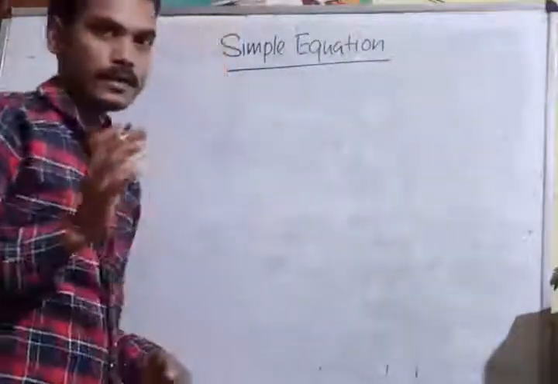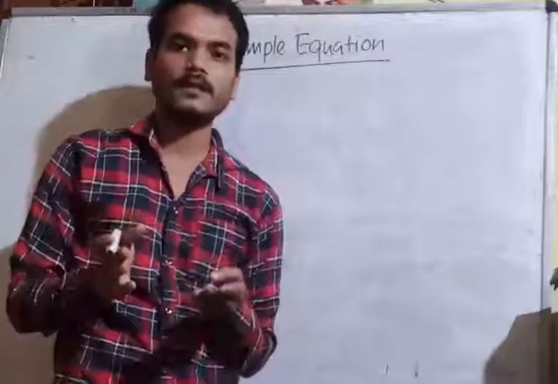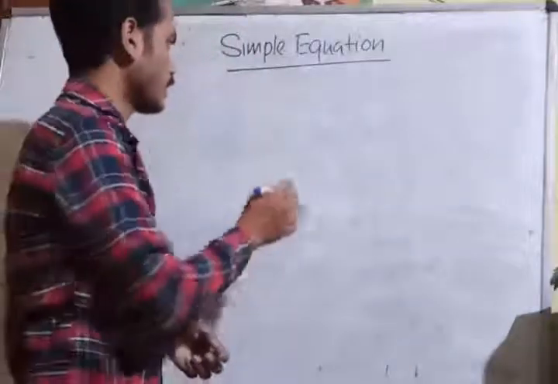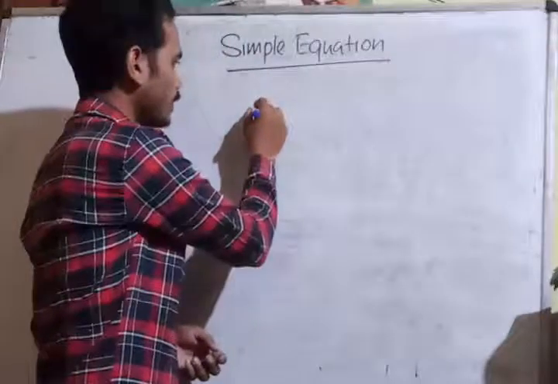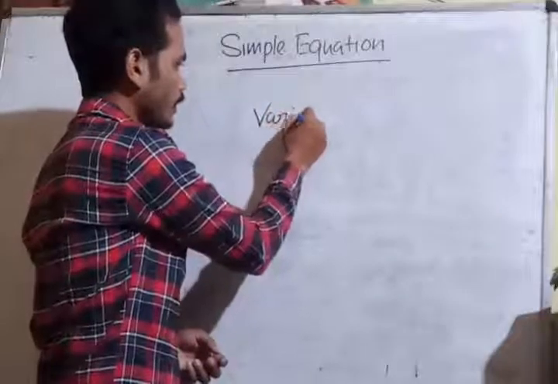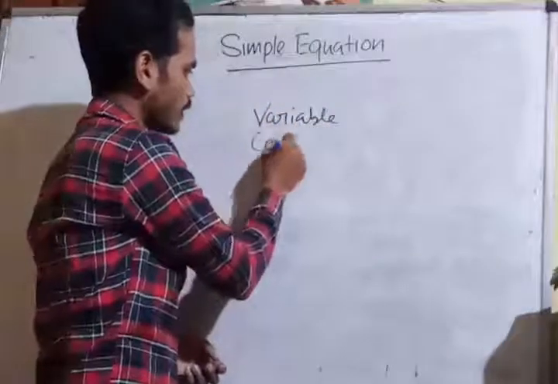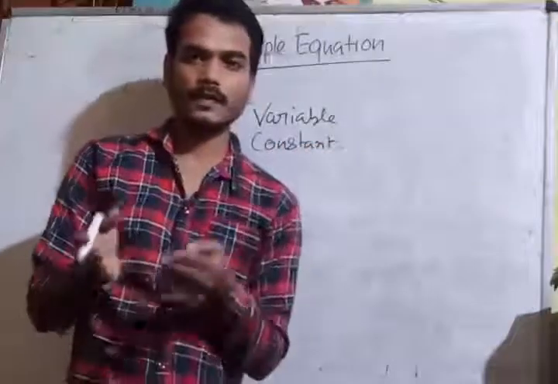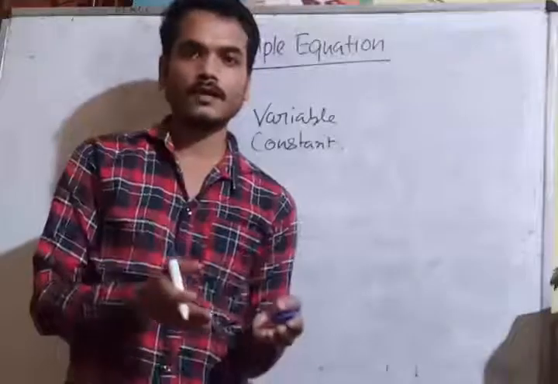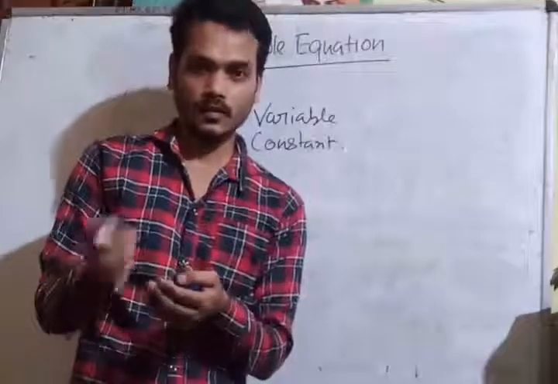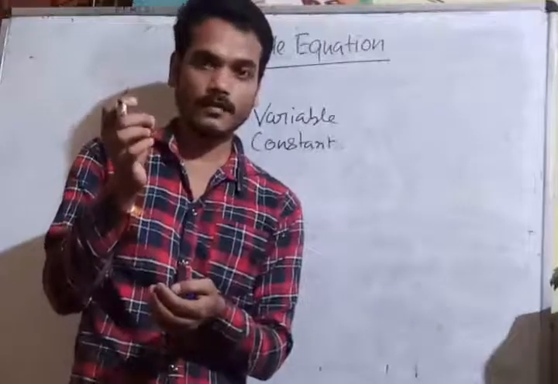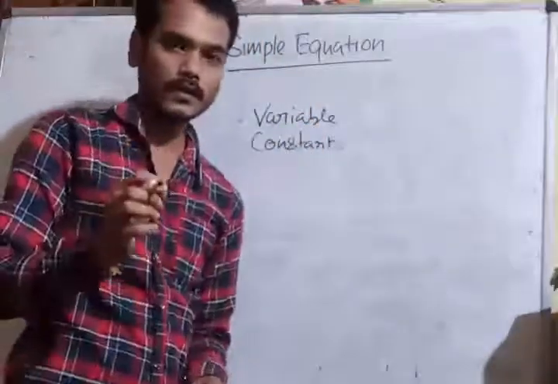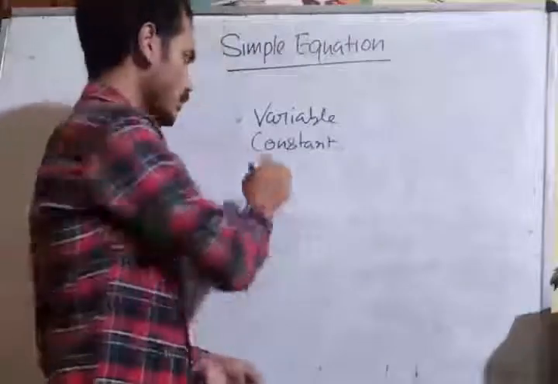In your previous classes you have learned about expression. So this is almost similar to the expression. In case of expression, usually we have one variable and next one is constant. Variable means those English alphabets, X, Y, Z, M, N, O, P, Q, those that we use. Then constant means the numbers 1, 2, 3, 4, 5, all these are called numbers.